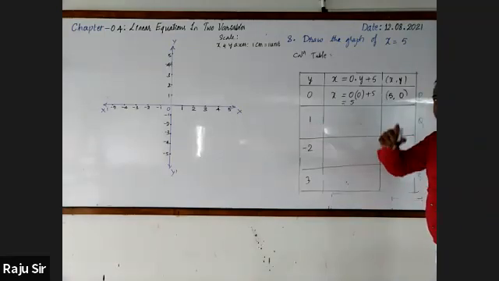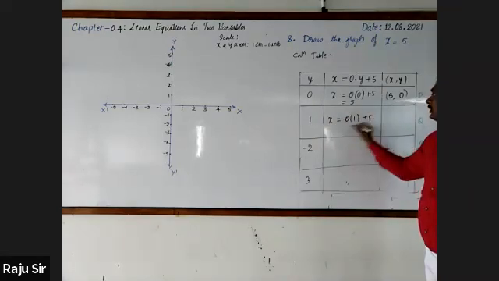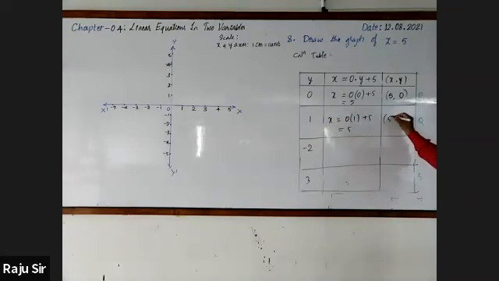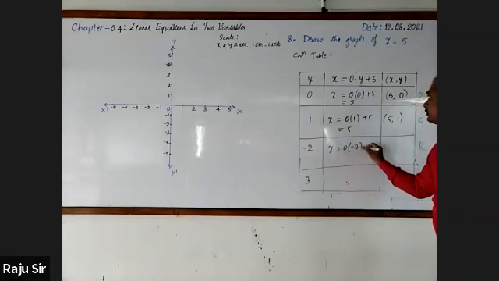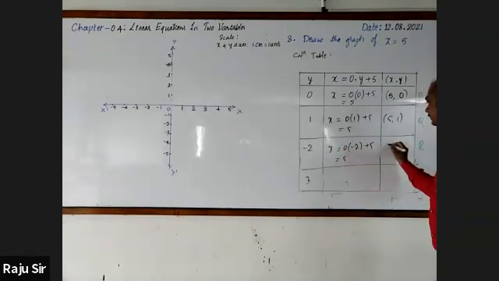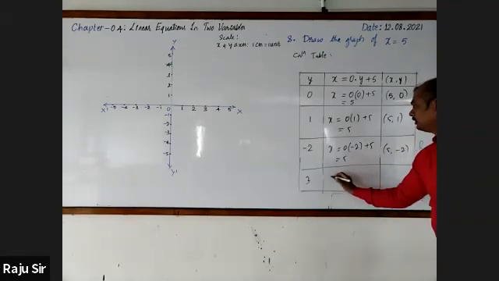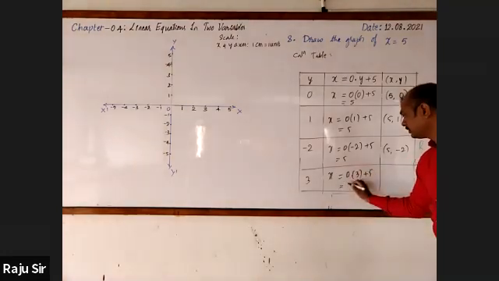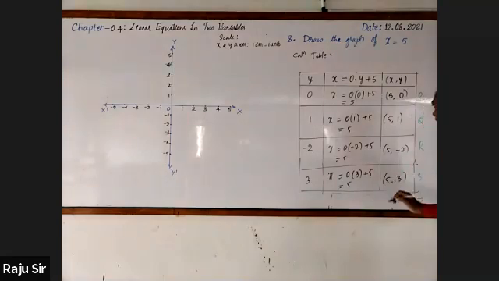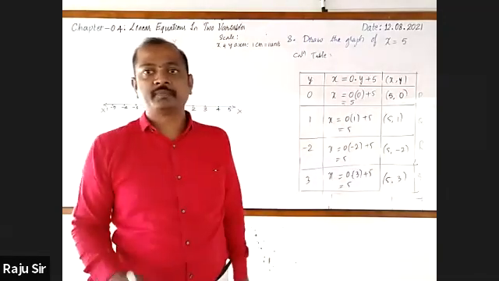Next one, you just cross check. X equal to 0 into 1 plus 5. It is 5. (5, 1). Yes. Next, minus 2. X equal to 0 into minus 2 plus 5. It is 5. (5, minus 2). Then x equal to 0 into 3 plus 5. (5, 3). Yes, draw the graph quickly.